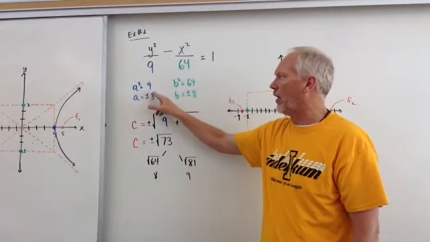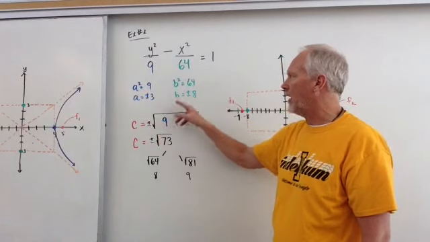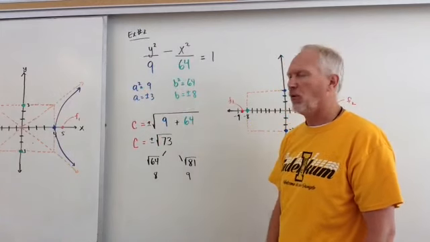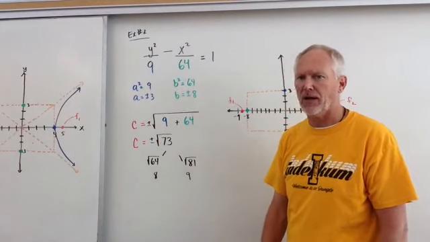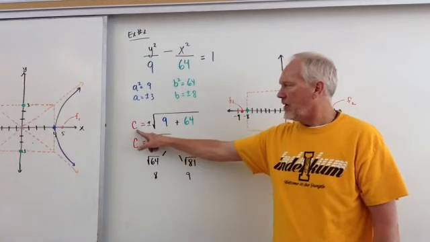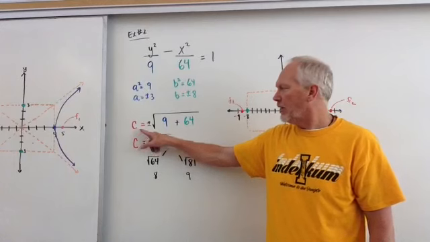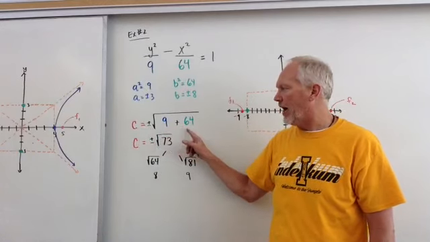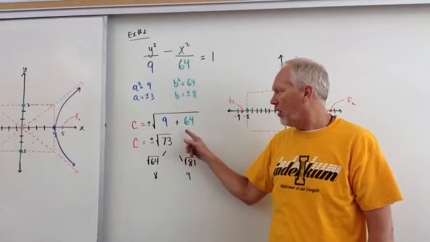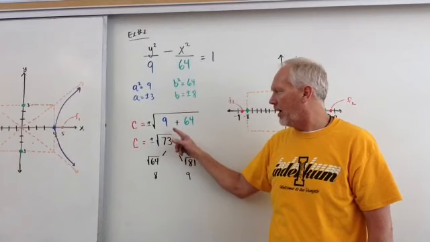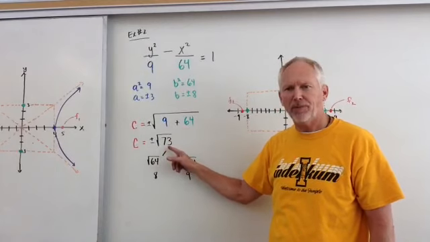So a squared is 9. A is plus or minus 3. B squared is 64. So B is plus or minus 8. C, that's the value of our focal points. The plus or minus the square root of 9 plus 64. Well, 64 and 9 is 73.